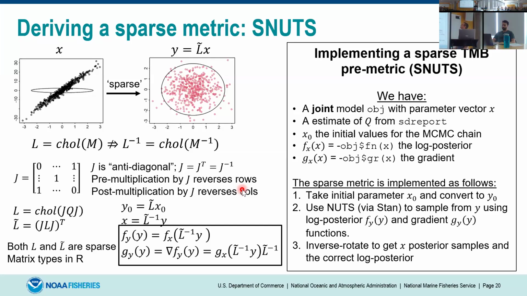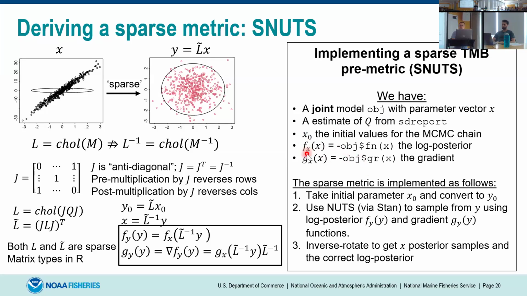Okay, so let's derive a sparse metric. I'm going to get a little bit deeper into the math of this rotation. Same picture as before. X is our silly contrived example. Y is the space we want to sample in. So here's my little box. What do we have? We have a joint model object, obj, for the TMB folks, and parameter vector X. And we have an estimate of Q from sdreport. And we have some x0, the initial values for the chain.